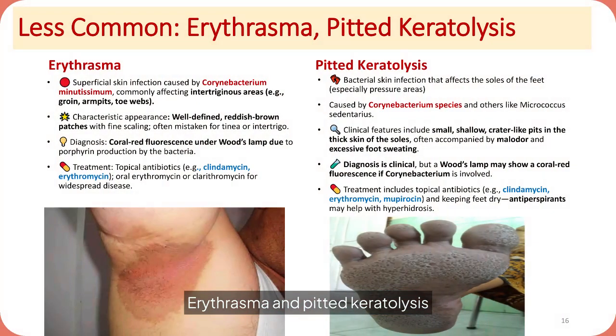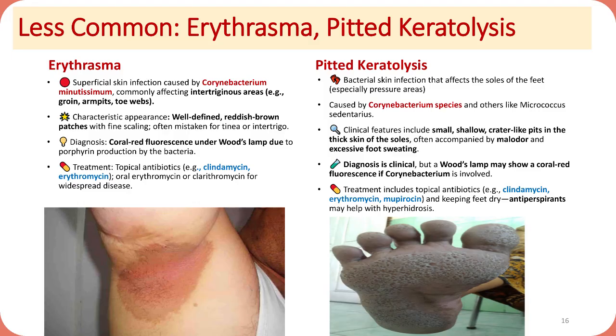Erythrasma and pitted keratolysis are less common bacterial skin infections. Erythrasma affects intertriginous areas and appears as reddish-brown patches. Pitted keratolysis affects the soles, causing crater-like pits. Diagnosis involves clinical examination and Wood's lamp fluorescence for erythrasma.